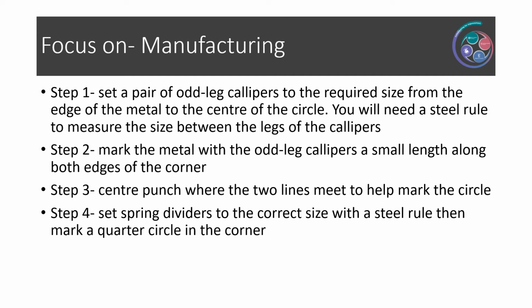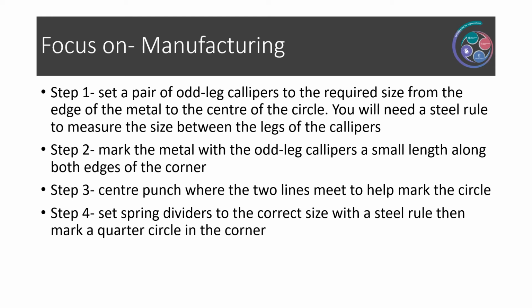This is an example answer to the question. I'd like you to have a think whilst I'm reading about how many marks out of 3 you would give this candidate. Step 1. Set a pair of odd-leg calipers to the required size from the edge of the metal to the centre of the circle. You will need a steel rule to measure the size between the legs of the calipers. Step 2. Mark the metal with the odd-leg calipers a small length along both edges of the corner.